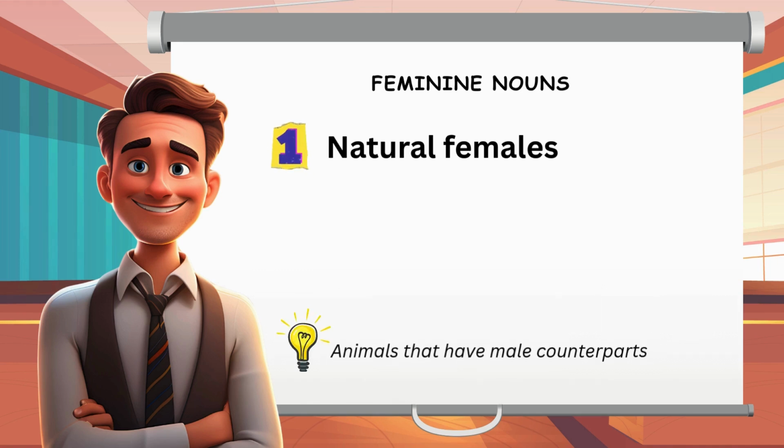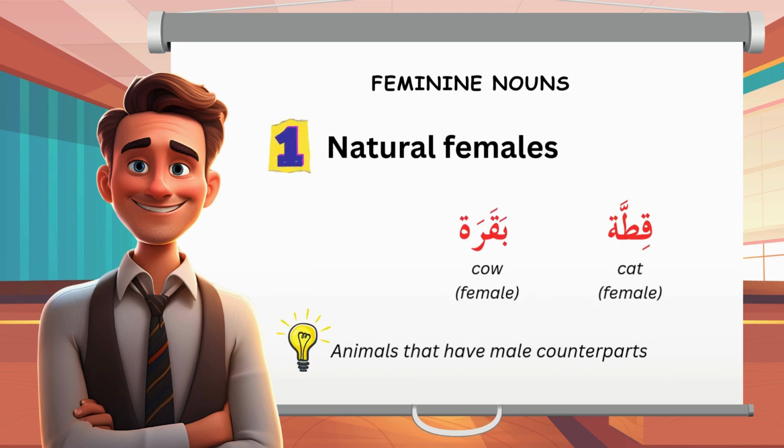Feminine nouns in Arabic also include animals that have male counterparts. For example, قطة, cat, بقرة, cow, دجاجة, chicken.